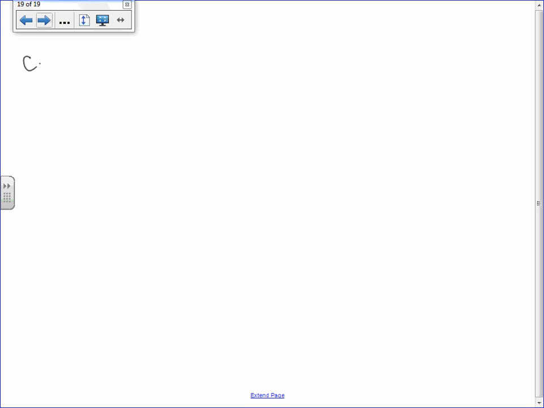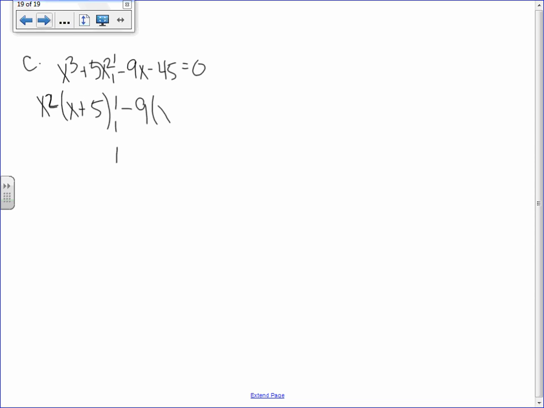Alright, C. That is going to give me x cubed plus 5x squared minus 9x minus 45 is equal to 0. Draw my line. GCF of x squared. Oops, left with an x plus 5. Here I'm going to pull a negative 9 and be left with x plus 5. So now I've got x plus 5, x squared, oops, minus 9.